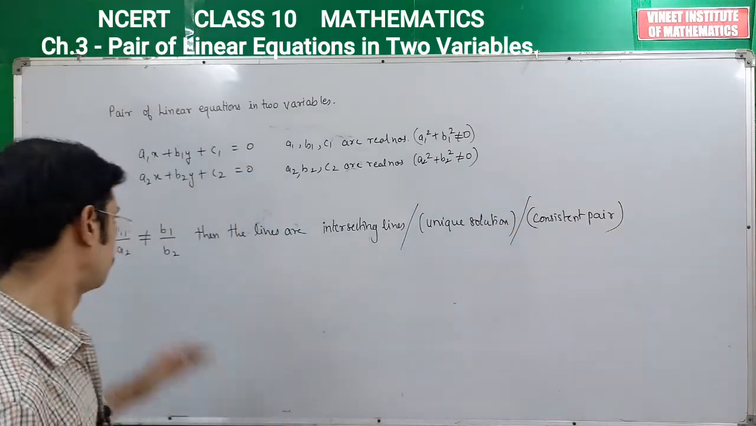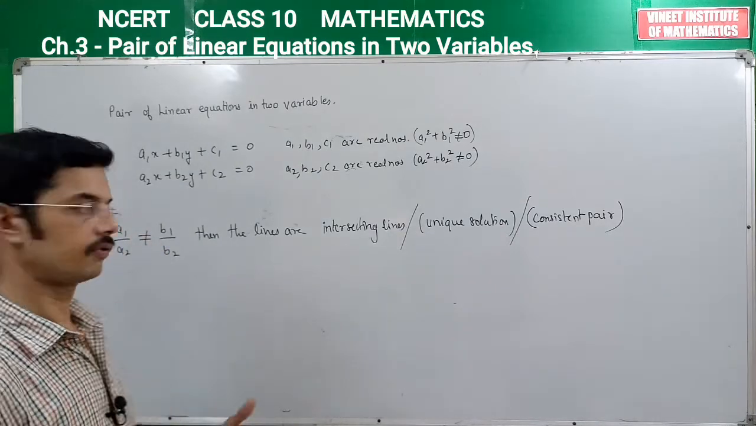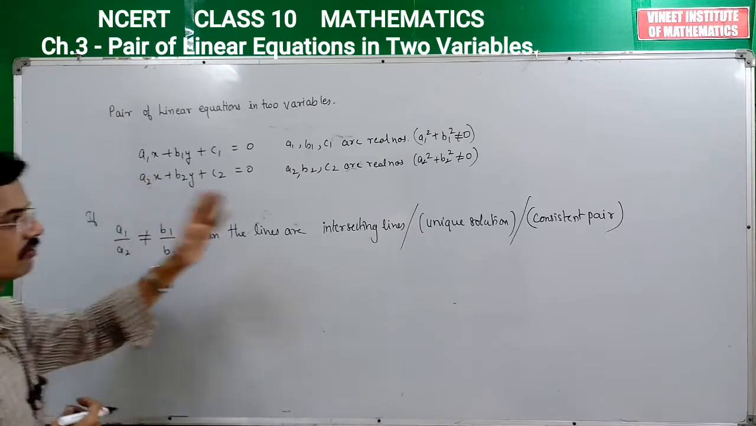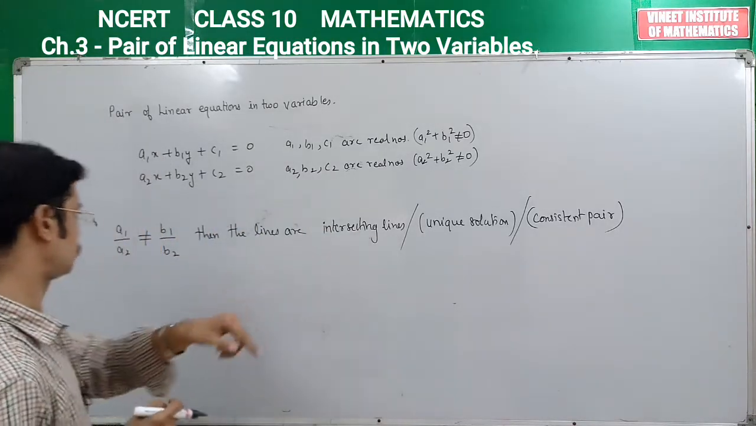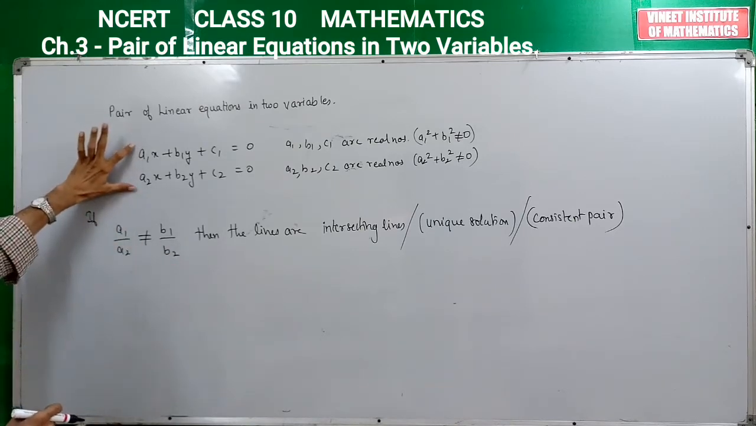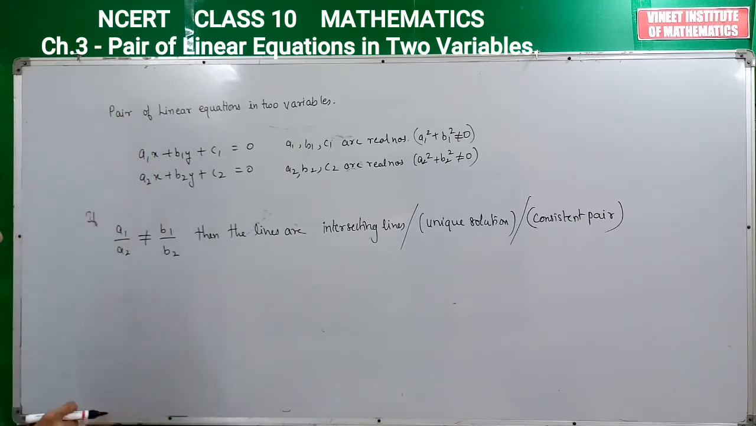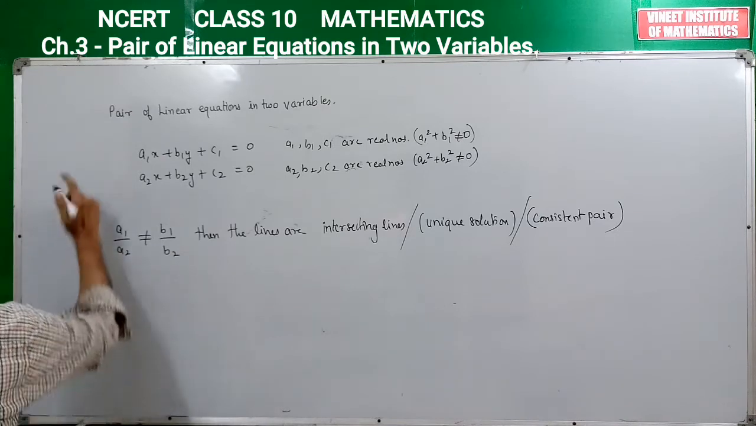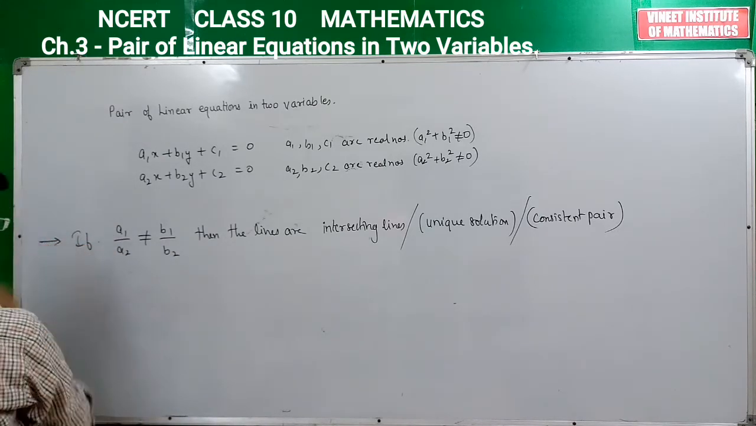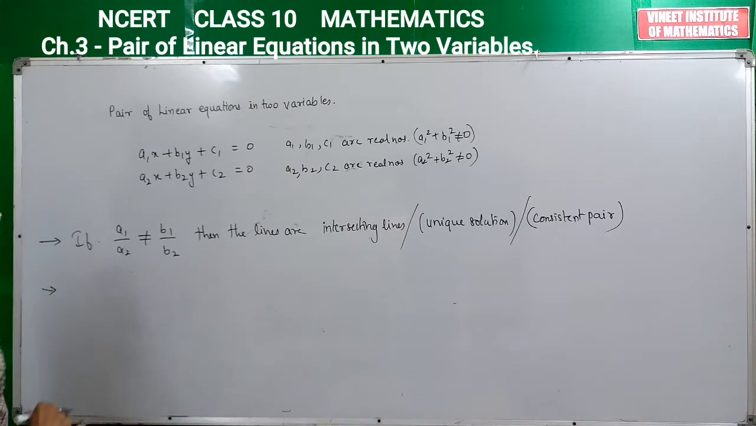A pair of lines has a unique solution, and it works the other way around also. A pair of linear equations has a unique solution, or one particular solution, if a1 by a2 is not equal to b1 by b2. So this is the first case. Now let us take the other case.